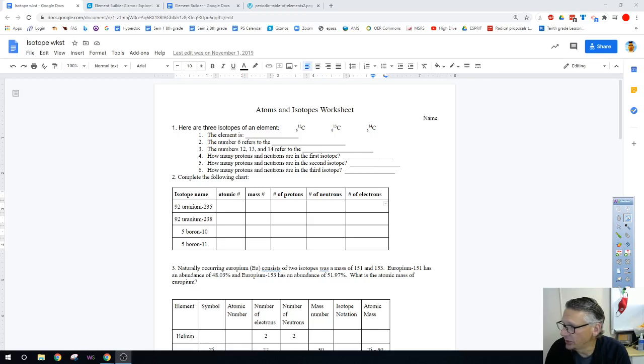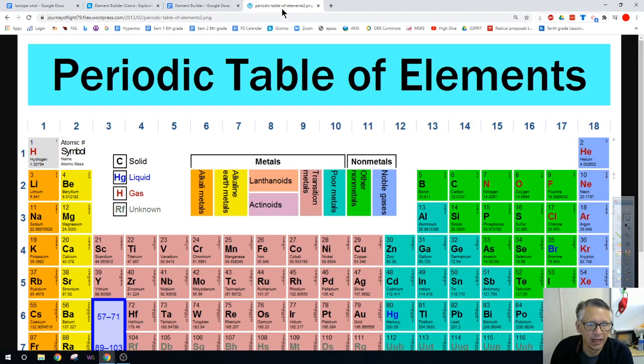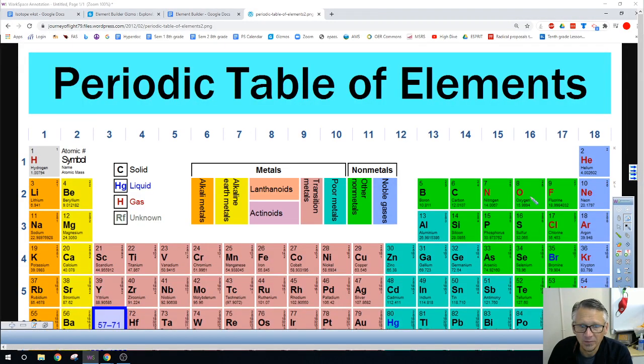Okay, this is going to be a video on the introduction to the atoms and isotopes worksheet. Before we get started with that, I want to do a little review on the periodic table. Let's take a look at fluorine. I'm not going to put a box around it because my drawing is horrible. So fluorine, its atomic number is 9.